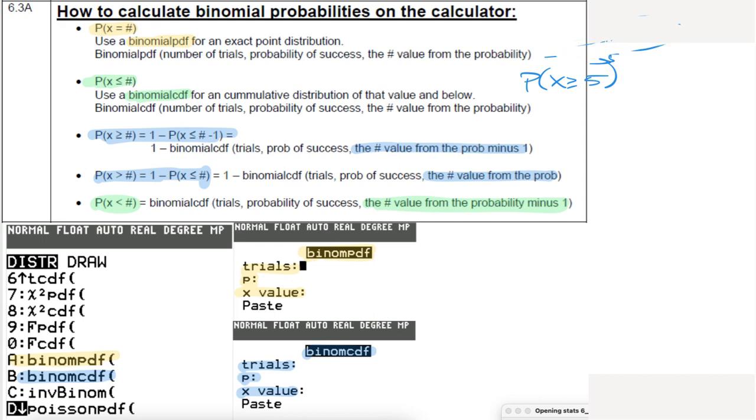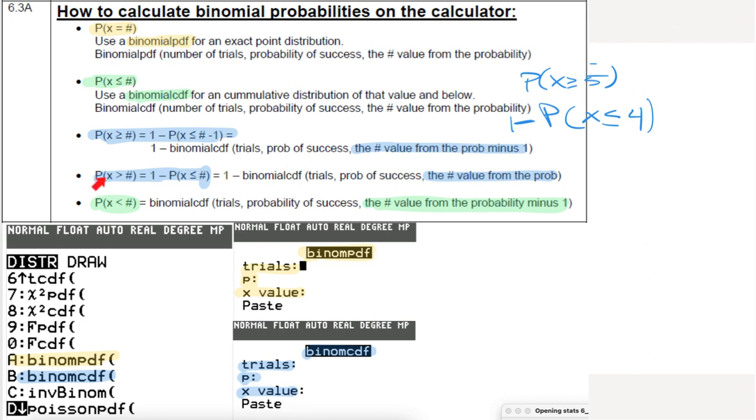So in order to find that, we're going to take 1 minus the probability that X is less than or equal to 4. Okay. Because remember, our number of trials, they're discrete values, they're countable values. So that's what we're going to do. Here, we're using binomial CDF. Number of trials, that's N. Our P goes here, the probability of success, but our X value here is going to be this number minus 1. So instead of 5, now it's 4 that goes there.